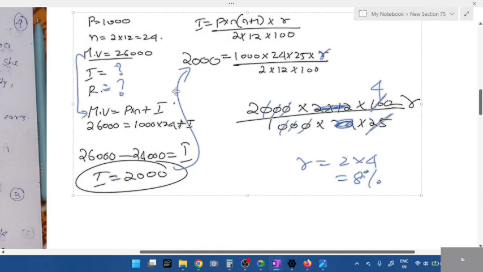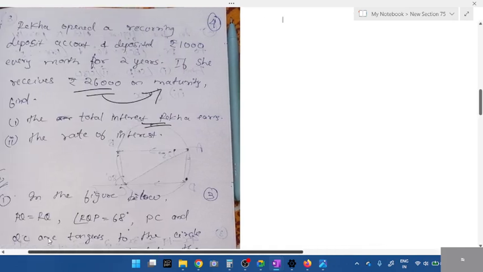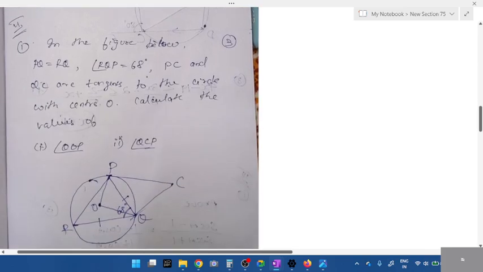Is it clear? Done? This is how we have to solve. Next. In the given figure below, what kind of diagram is this, students?